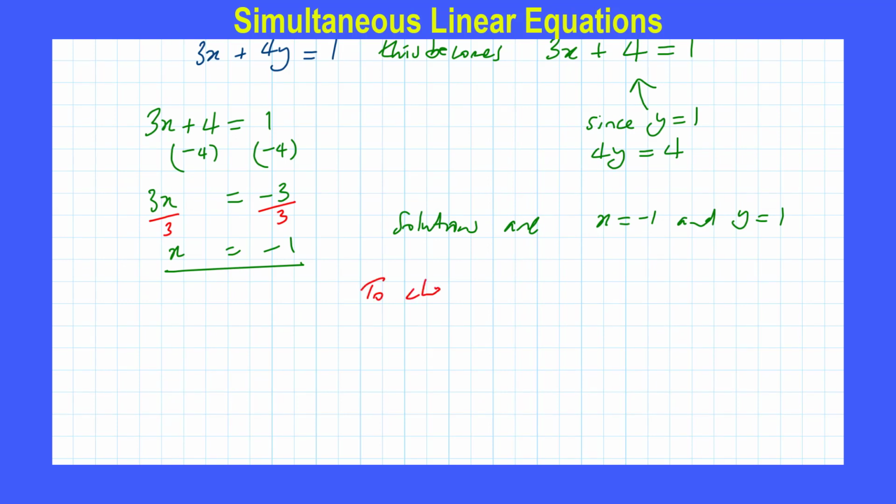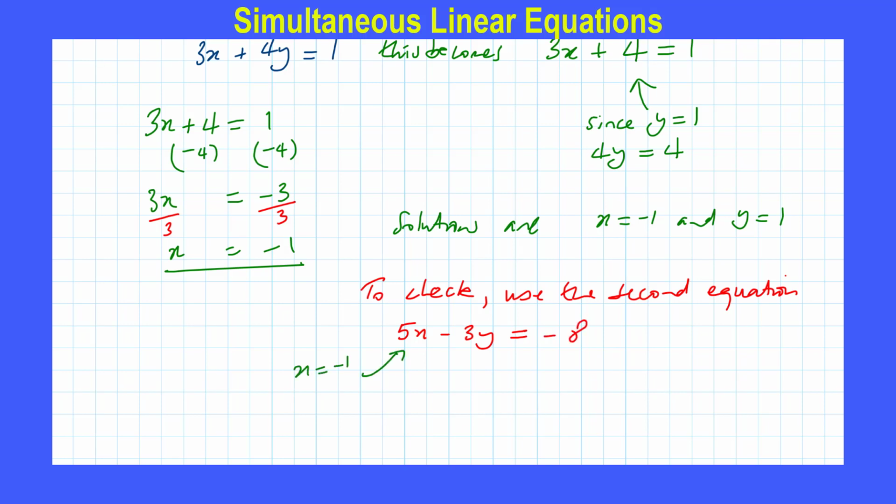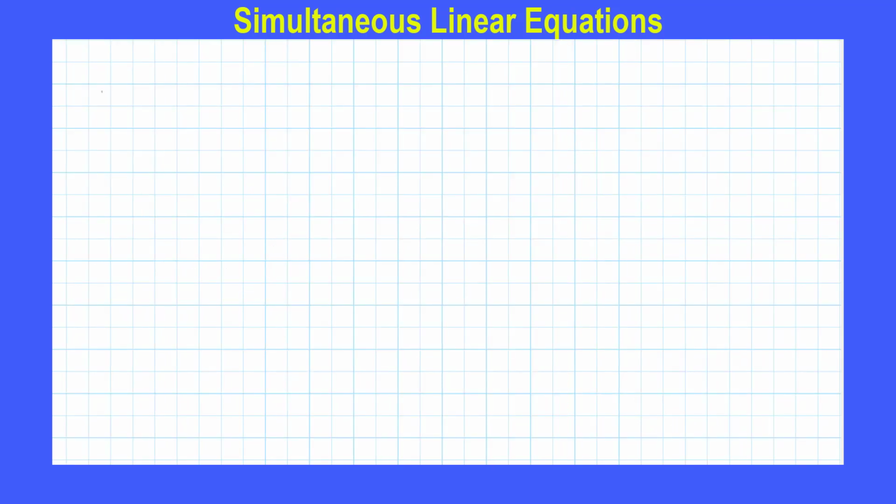Now what's really nice with simultaneous equations is we can check it. And we use the second equation this time. So the second equation said 5x take away 3y equals negative 8. If we substitute the value of x as negative 1 into the 5x term, so 5 lots of negative 1 is negative 5, and y is 1 into the 3y term, so 3 times 1 is 3, then minus 5 minus 3 equals minus 8. Yes, it does, and we got the right answer, because that's what the equation told us it was going to be.